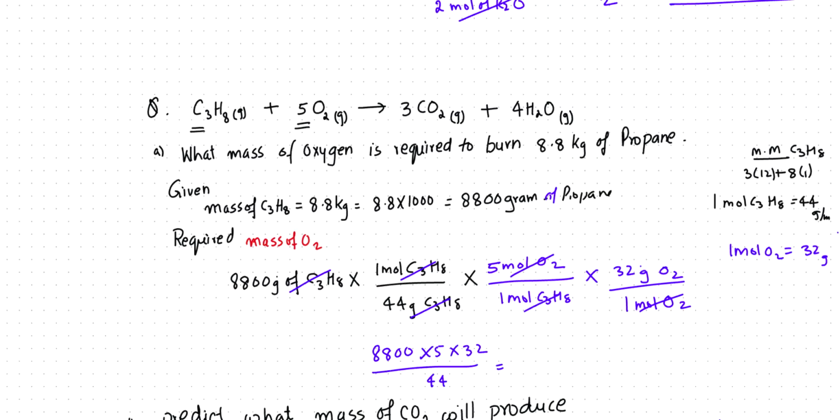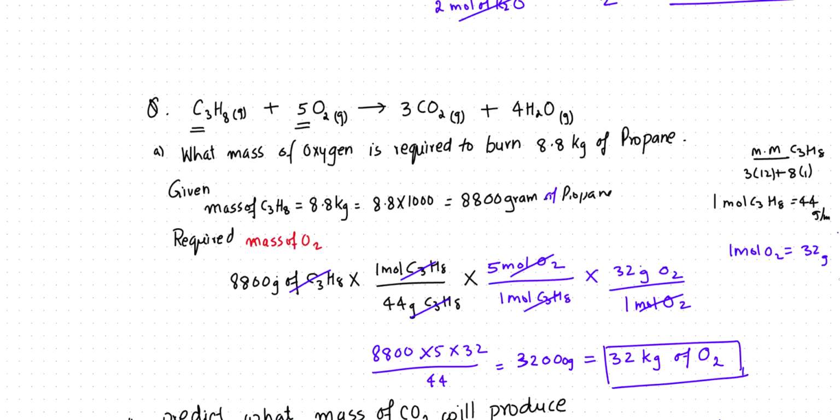times 5 times 32 divided by 44 equals 32,000 grams. Grams are equal to, if we divide by 1000, then you get 32 kilograms of what? Here, oxygen. So this is the answer. So grams you get, gram divided by 1000, you get kilograms.